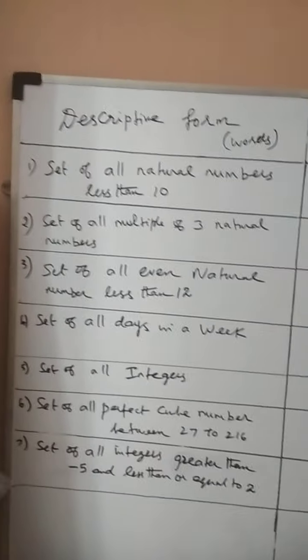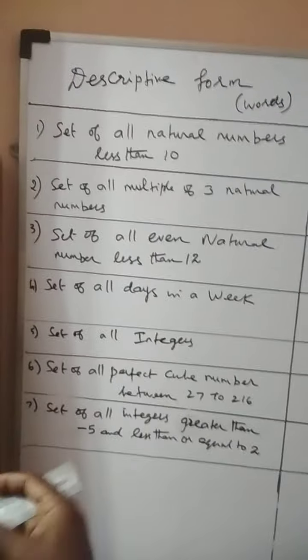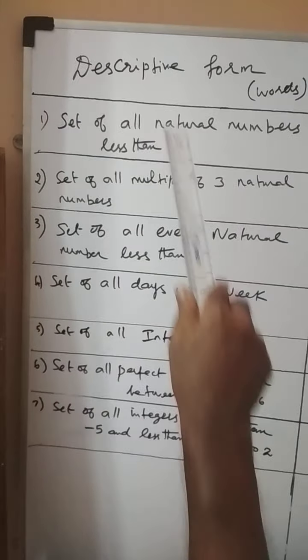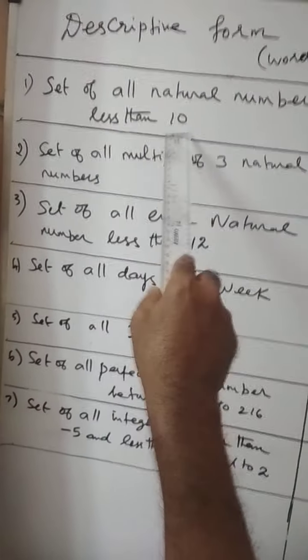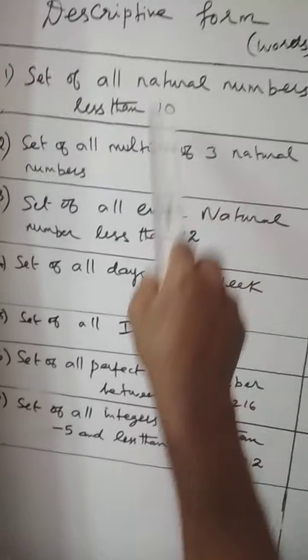Then here there are three forms: descriptive form, set builder form and roster form. Three examples for each: descriptive form, set builder form, roster form. Descriptive form, first example, set of all natural numbers less than 10. We write it in words in descriptive form.